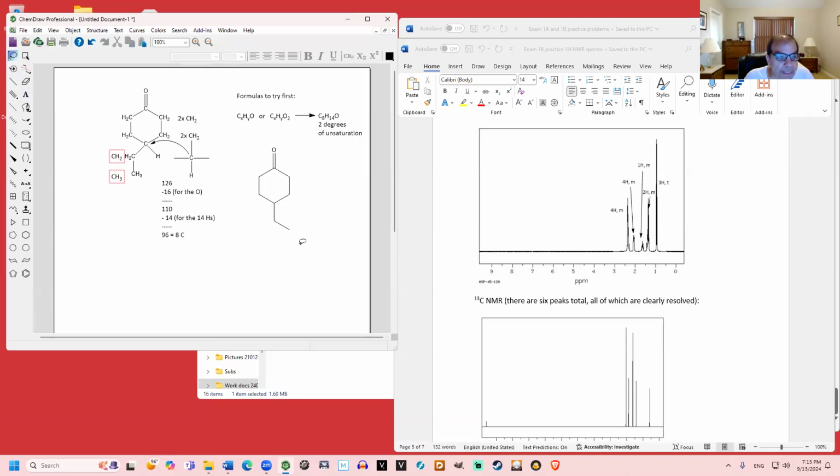So let's count how many types of carbon. 1, 2, 3. These 2 CH2s make 4. These 2 CH2s make 5. and the carbonyl carbon makes 6. There are 6 lines in the carbon NMR spectrum. That matches perfectly. What about the proton NMR? Or what about the protons?